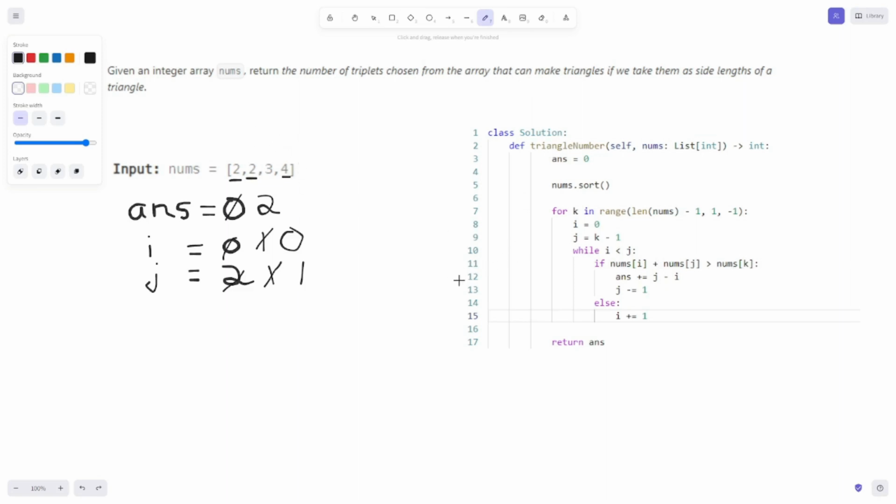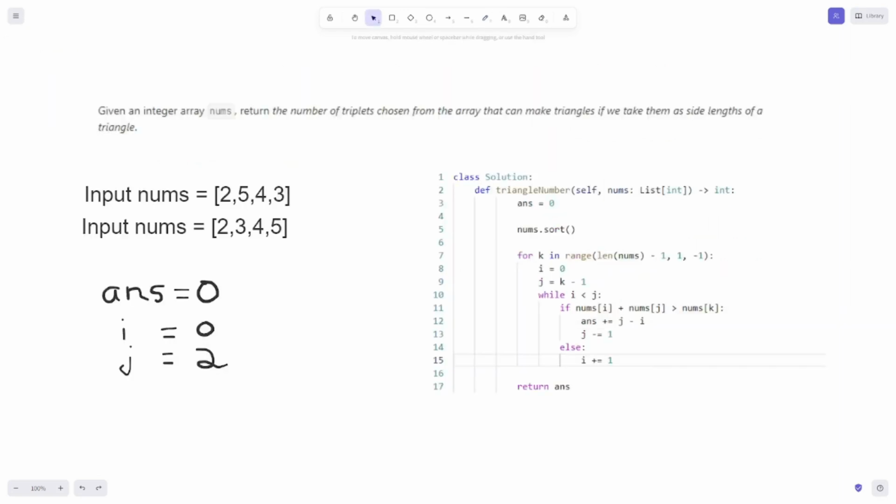So then we do answer plus equals j minus i. j is 1, i is 0, that's simply 1. And this makes sense because there are no values in between the first two and the next two, so we can't say that there are other values that are greater than 3. So then answer becomes 3. And then we subtract 1 from j, so j becomes 0, and we exit the while loop, and then return answer. So answer is 3 in this example.